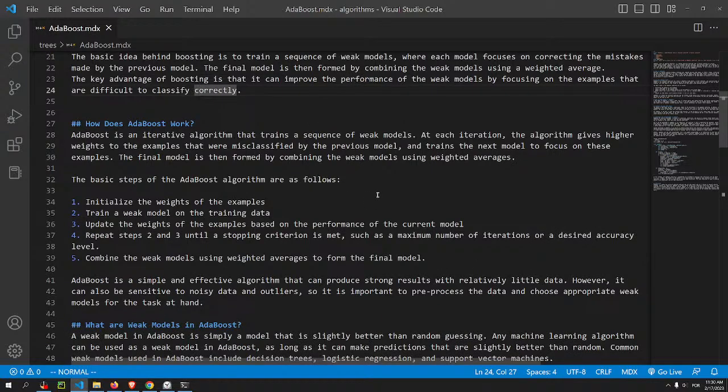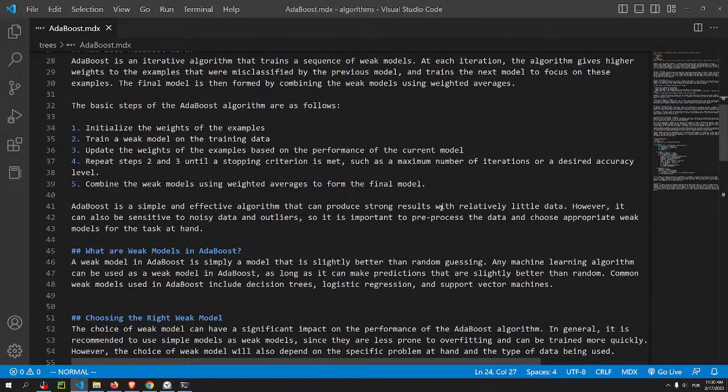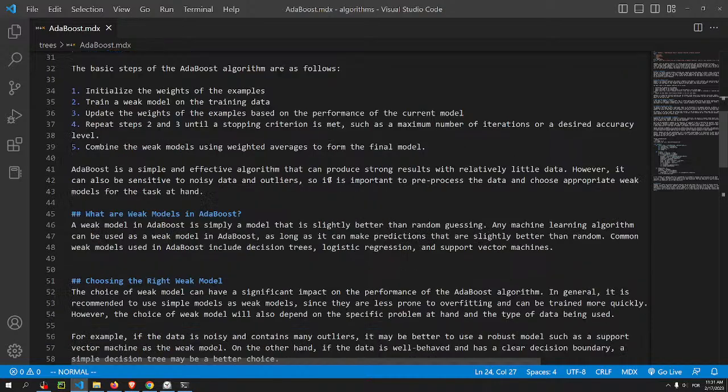How does AdaBoost work? AdaBoost is an iterative algorithm that trains a sequence of weak models. In each iteration, the algorithm gives higher weights to the examples that were misclassified by the previous model. It trains the next model to focus on these examples. The final model is then formed by combining the weak models using weighted averages. The basic steps of the AdaBoost algorithm are as follows. Initialize the weights of the examples, train a weak model on the training data, update the weights of the examples based on the performance of the current model. Repeat steps 2 and 3 until a stopping criterion is met, such as a maximum number of iterations or a desired accuracy level.